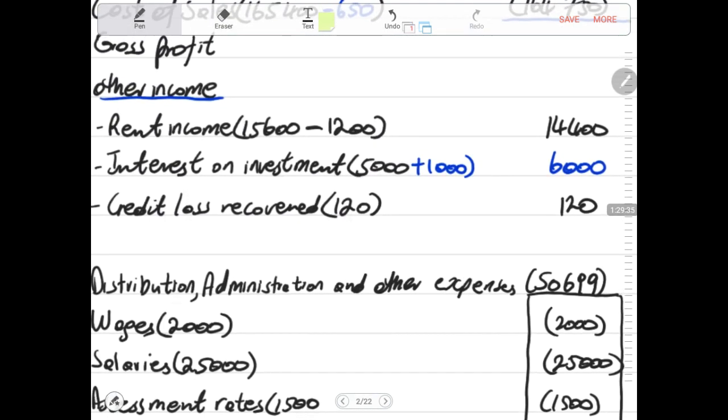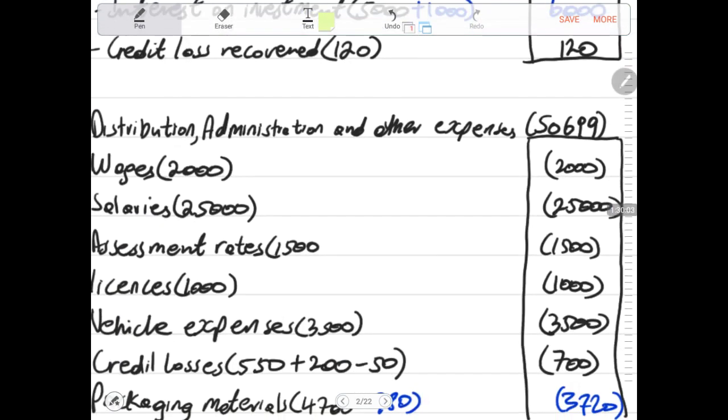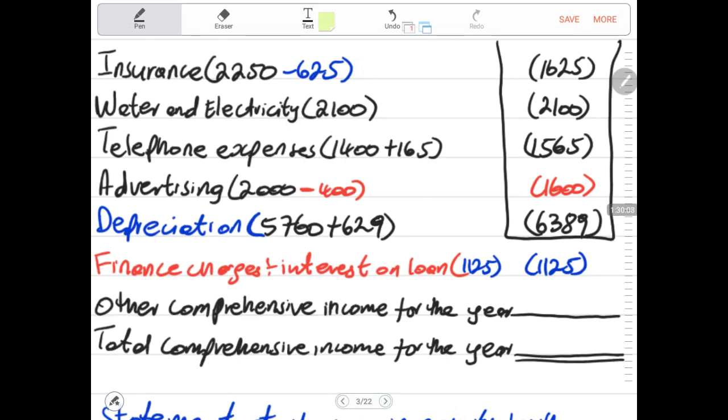Then we will have our incomes here, our income separately. Total incomes 20,520. Gross profit 15,460. I don't want to spend much time doing the verification of the numbers. I know that I've done my work very well.